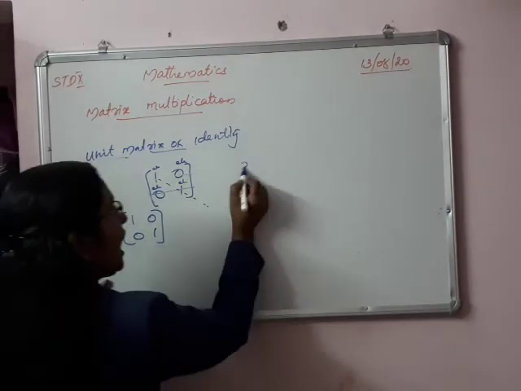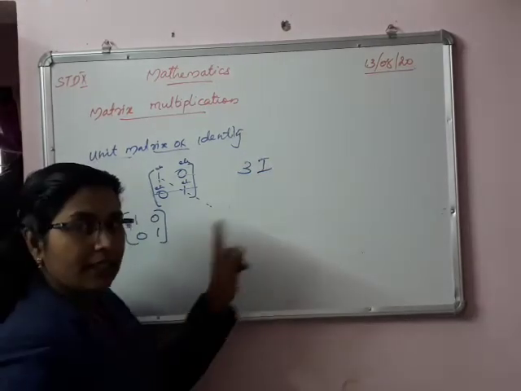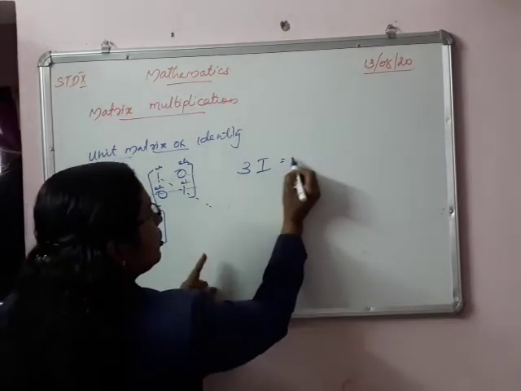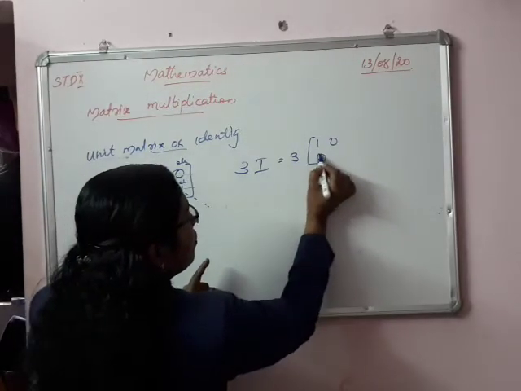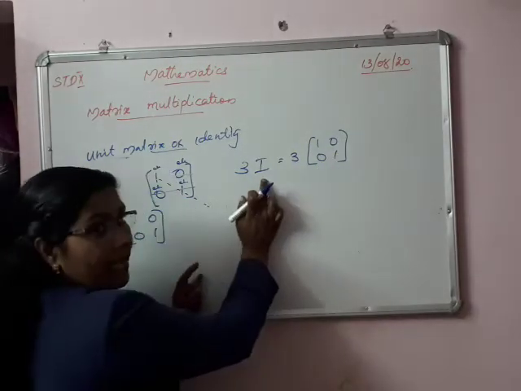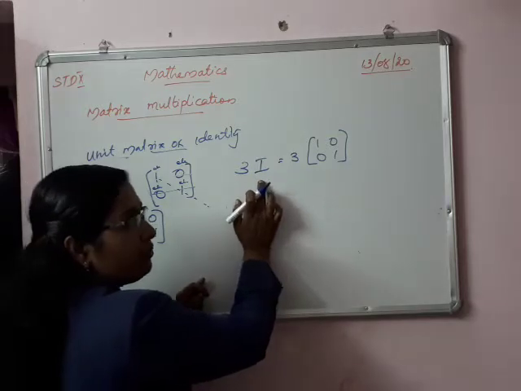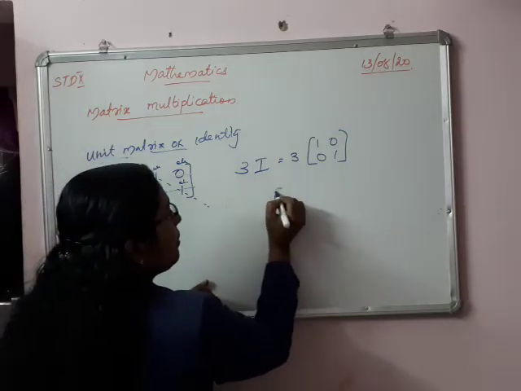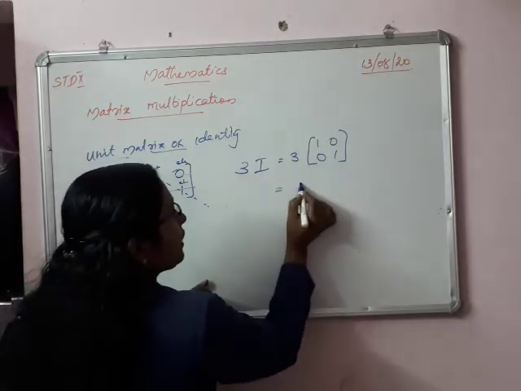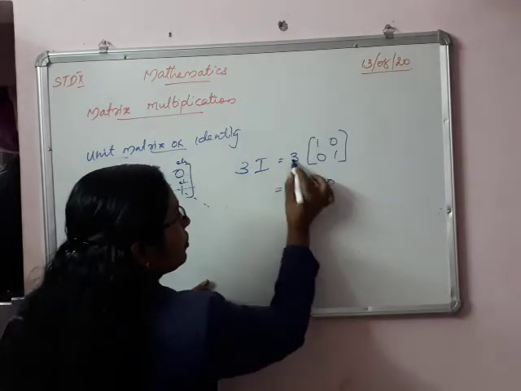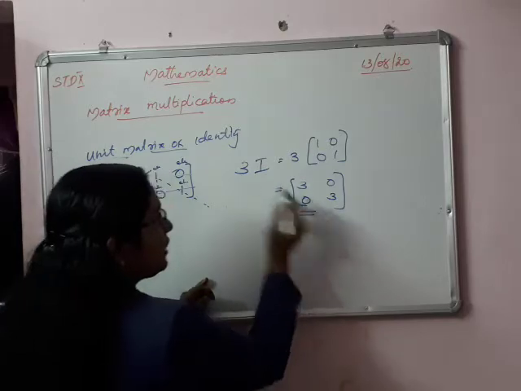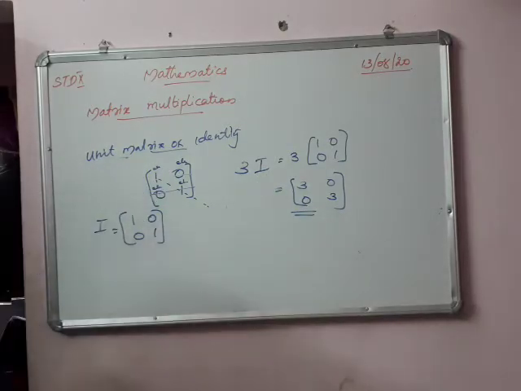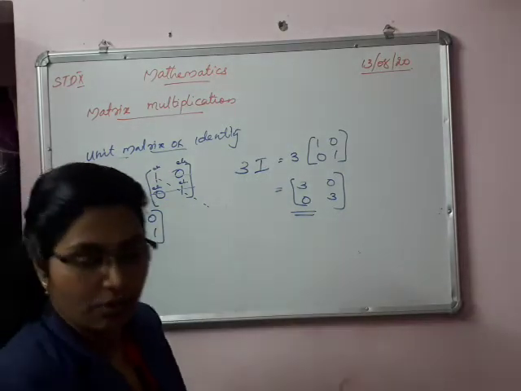Suppose 3I. 3I means 3 into the identity matrix 1 0 0 1. That is the meaning of it. For 3I, identity matrix or unity matrix, you are going to multiply by 3. That is 3 into 1 is 3, 3 into 0 is 0, 3 into 0 is 0, 3 into 1 is 3. This is the meaning of it. That is the identity matrix.